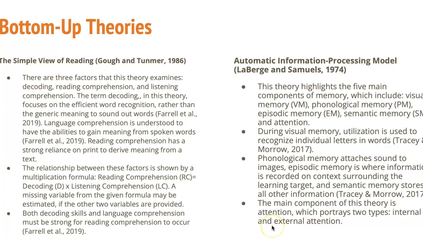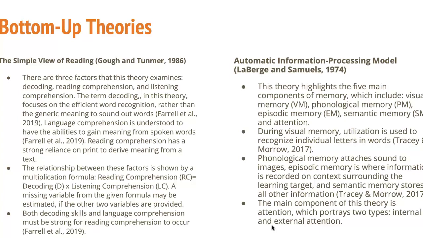For the automatic information processing model, the theory highlights 5 major components of memory. These are visual memory, phonological memory, episodic memory, semantic memory, and attention. In visual memory, utilization is used to recognize individual letters and words. Phonological memory attaches sounds to images, and episodic memory is where information is recorded on context surrounding the learning target, and semantic memory stores all other information.